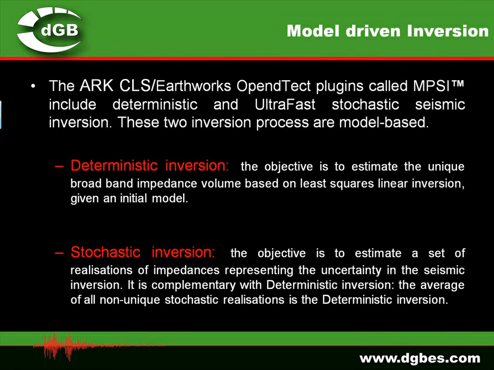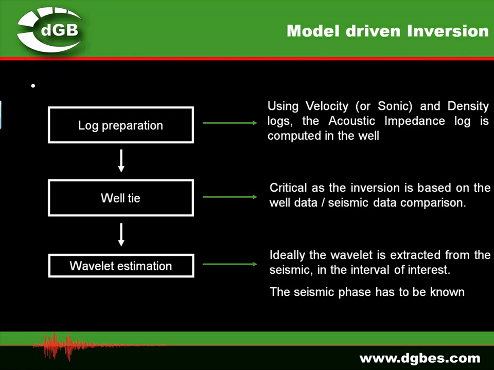So you also have model-driven inversion. These are AxiLS Earthworks plugins called MPSI plugins. Deterministic inversion is based on the comparison between synthetic seismic and the real seismic. And the stochastic inversion goes after the deterministic inversion. It takes into account that there is uncertainty on the results. And the average of all the non-unique stochastic realizations is the deterministic inversion.